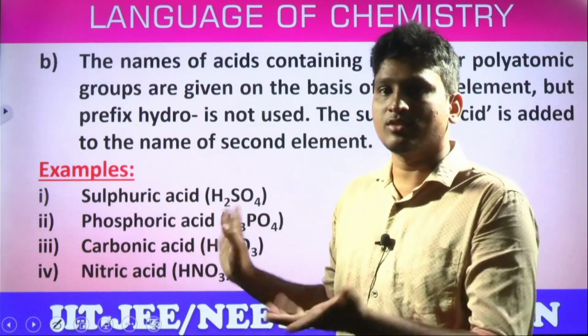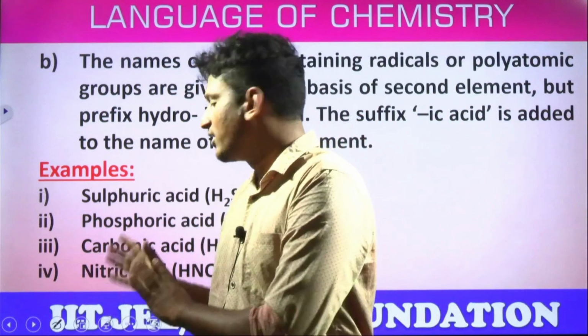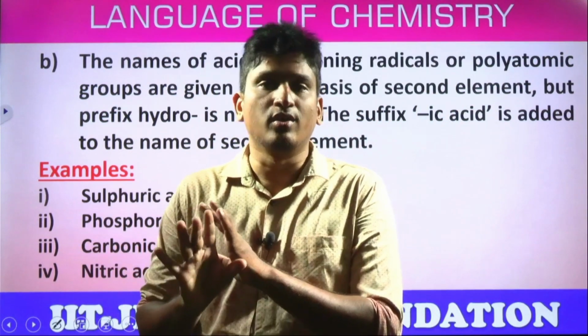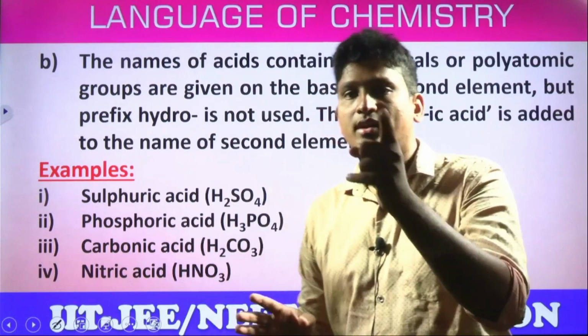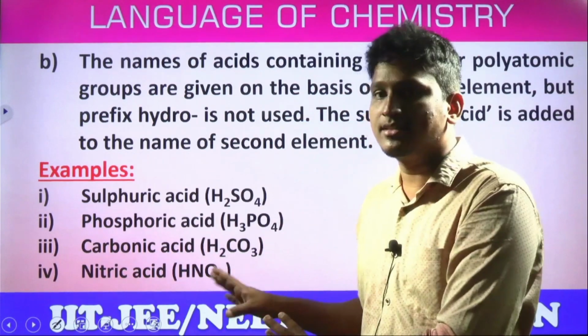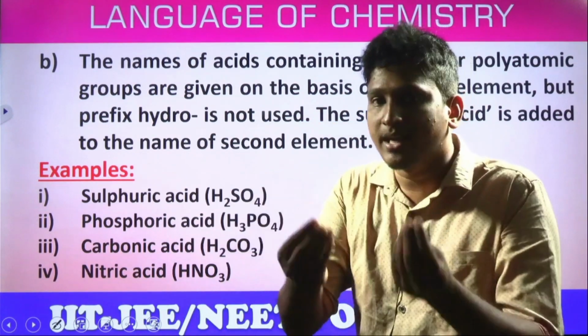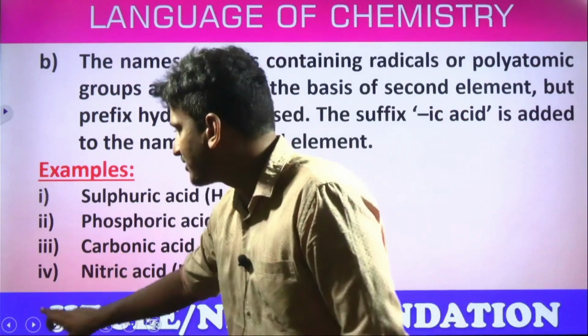Of course, hydrogen is common for all acids, so for these acids there is no need to mention hydro. For binary acids, we have to mention hydro, and the name ends with ic. For normal oxy acids, directly write ic acid with the respective non-metal present. Got the clarity, students, about acids?